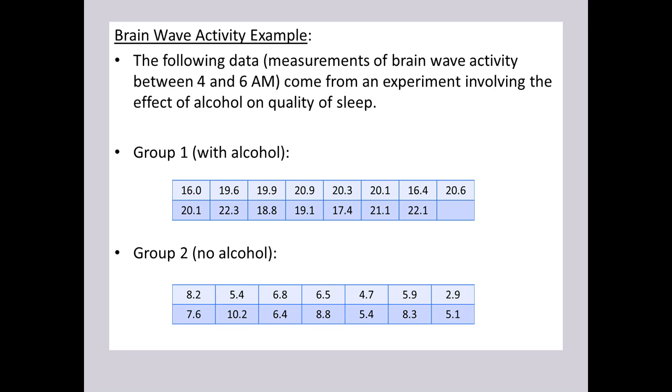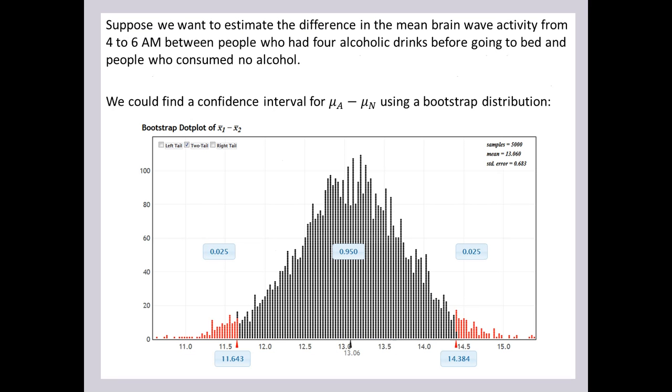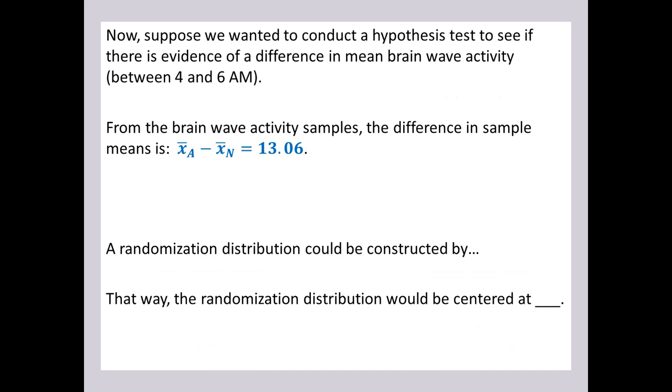Certainly we have quantitative data, two groups. And here's a bootstrap distribution based on that original sample, and 95% confidence intervals displayed using percentiles. This is all stuff that we had in Chapter 3. Now suppose instead of a confidence interval, we wanted to do a hypothesis test. Instead of a bootstrap distribution, we're going to have a randomization distribution. From the sample data, the difference of sample means is 13.06.